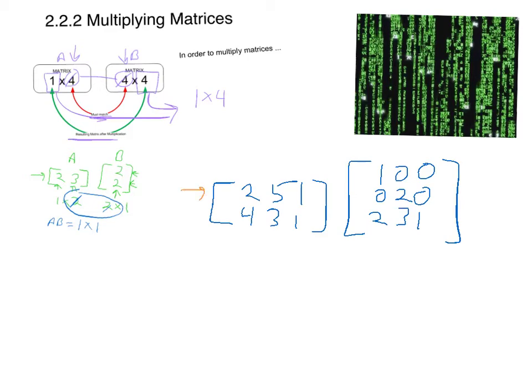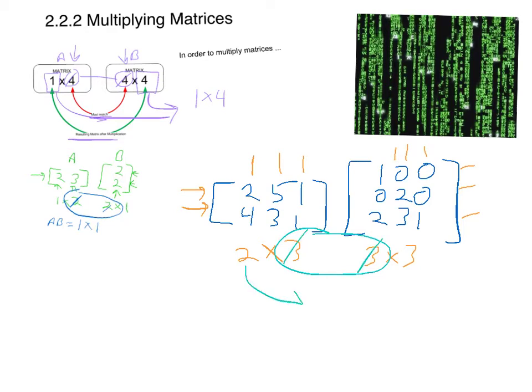Well, two rows, 1, 2, 3 columns. This is a 2 by 3. 1, 2, 3 rows, 1, 2, 3 columns. This is a 3 by 3. We have a square matrix. Okay, anyway. Can we multiply them? Well, these two inside numbers do look the same to me, 3 by 3, so we can. And our resulting matrix is going to be the outside numbers.